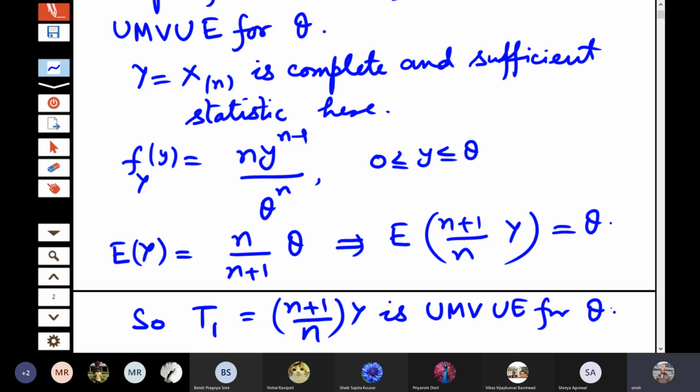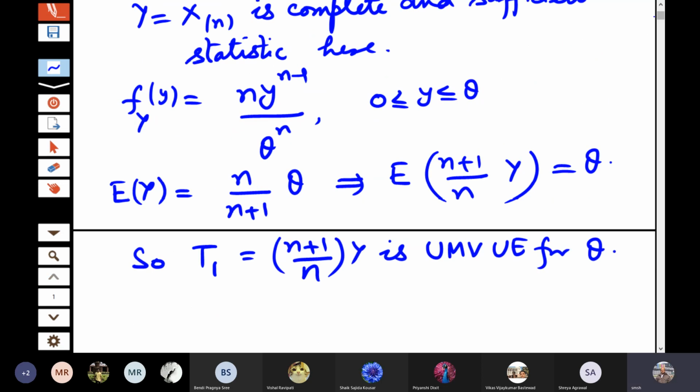You remember the method of moments estimator for this problem? The MLE was Y, Xn, but the UMVUE is (n plus 1) by n Y. And the method of moments estimator was 2 X bar. So if I am considering unbiased estimation, then I should use (n plus 1) by n Y, because this is the best among these. Is this application clear to you?